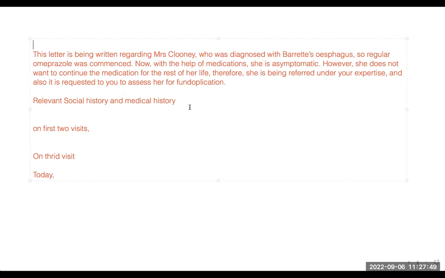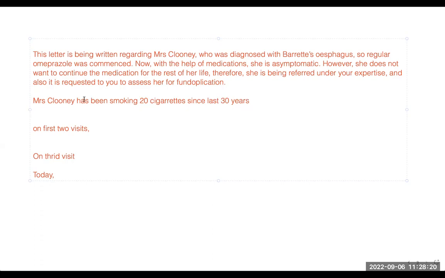So now this is my letter. Social history I have told you, so I would say Mrs. Clooney. The main thing is smoking. Has been smoking 20 cigarettes. This is the tense I would like to use. Has been smoking. This will give me extra points. Has been smoking cigarettes since last 30 years.